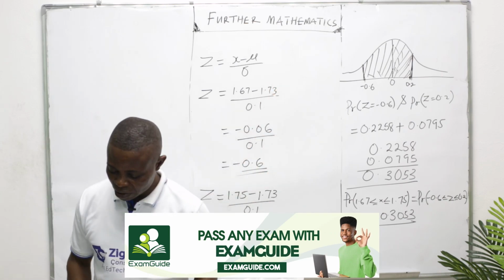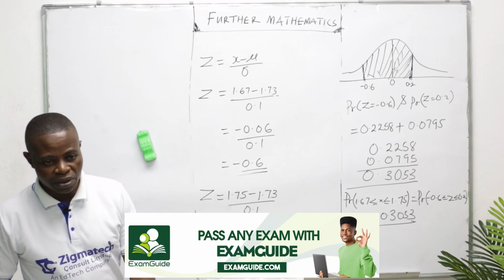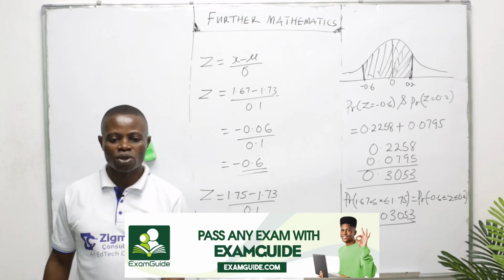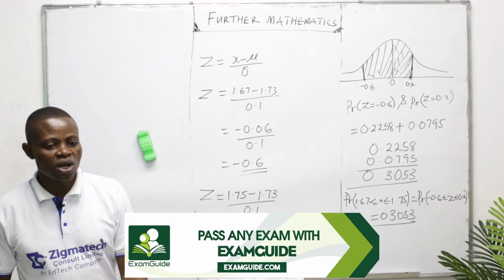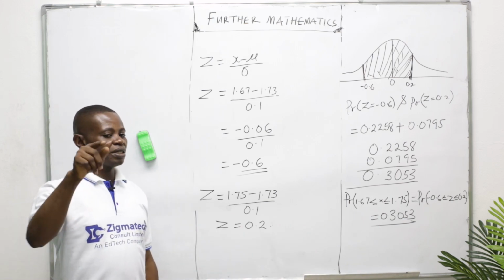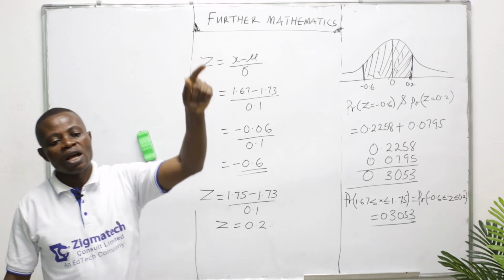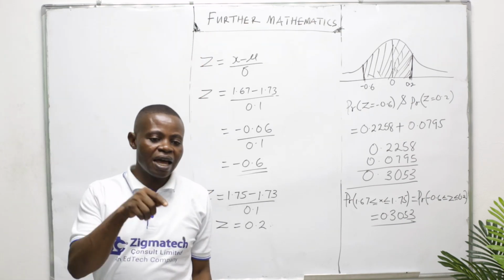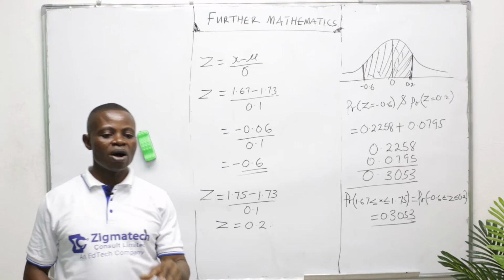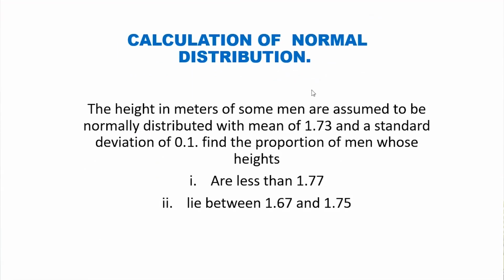So that is the probability or the proportion of men whose heights are less than 1.77 in the first solution and whose height lies between 1.67 and 1.75, which is what? 0.3053. Let's take a look at another question.